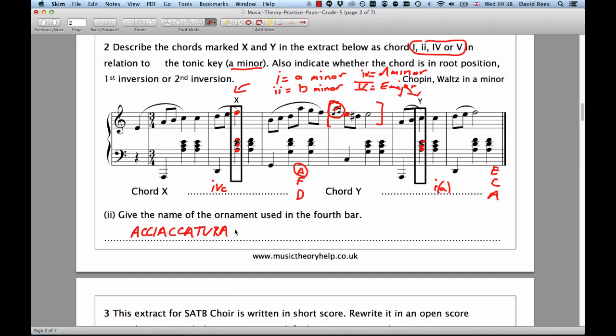And that, I think, brings us to the end of question 2. So I will see you in the next one for question 3.